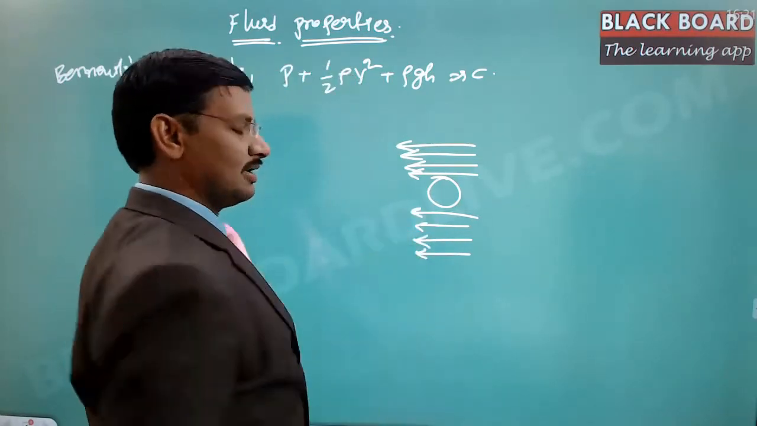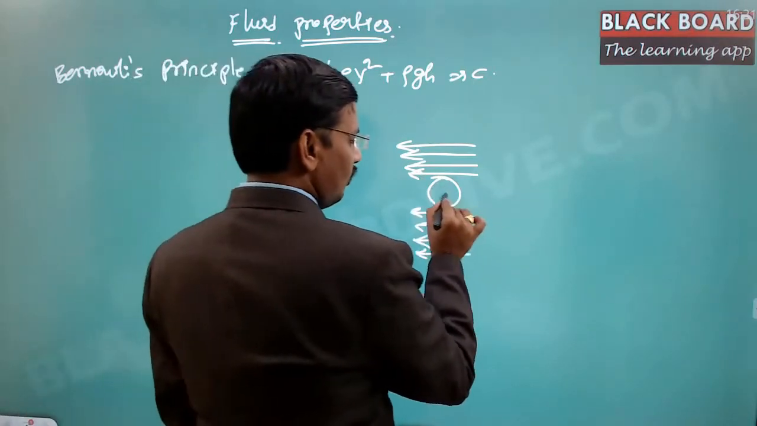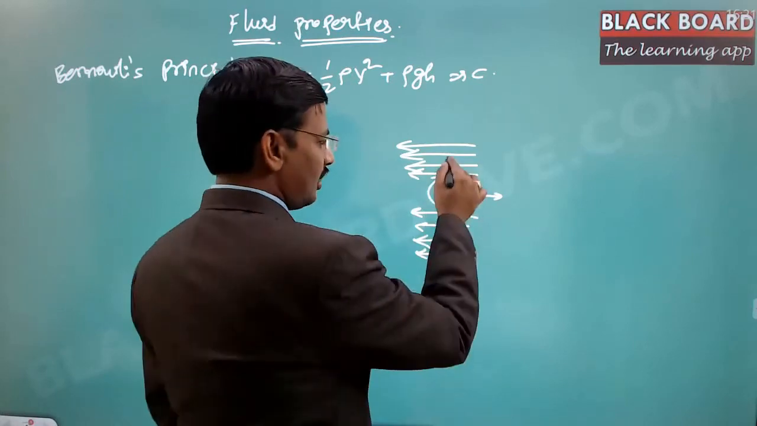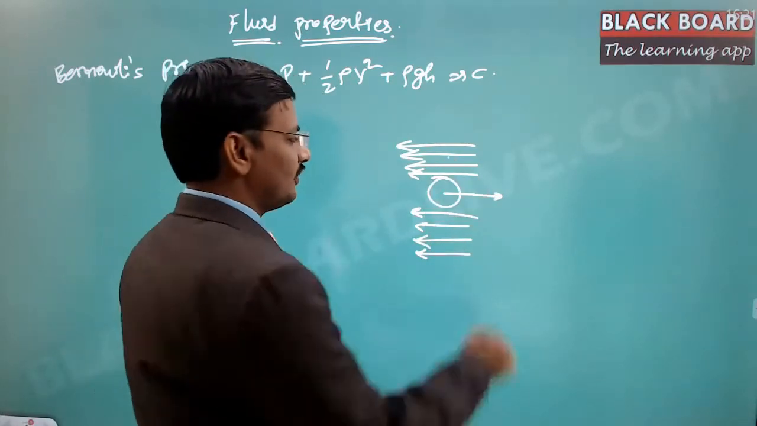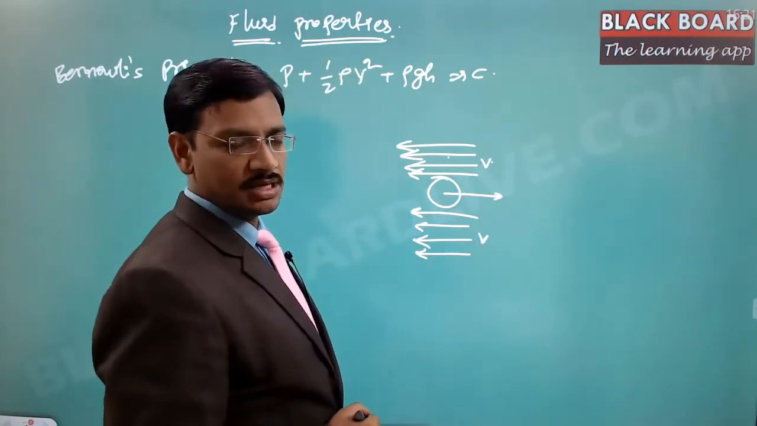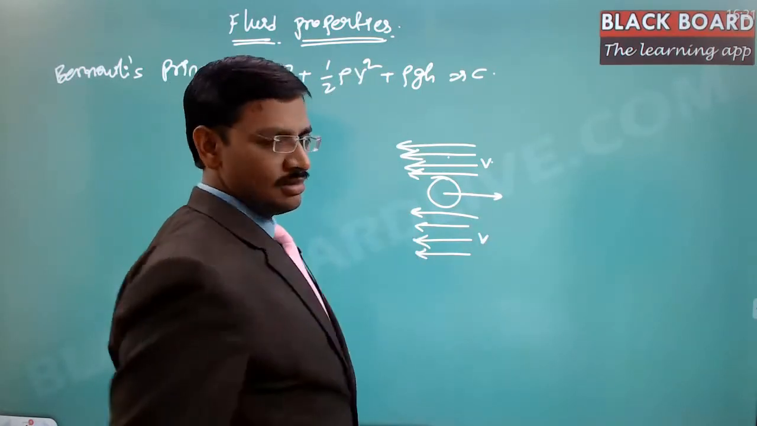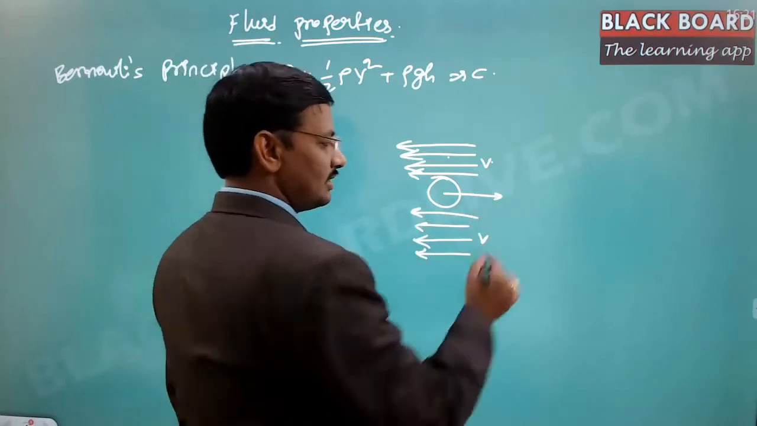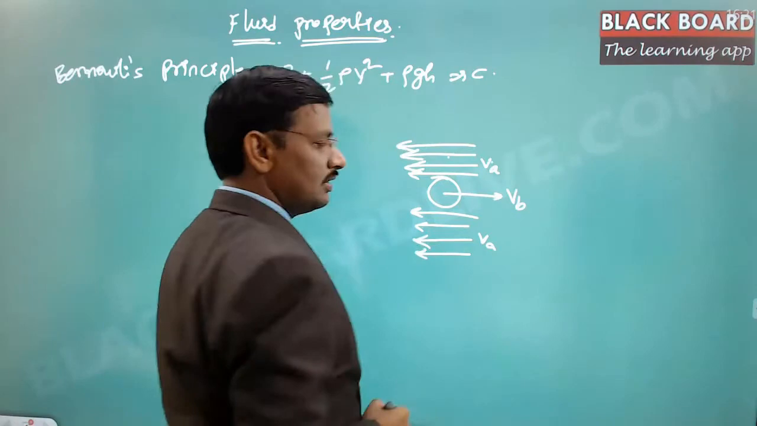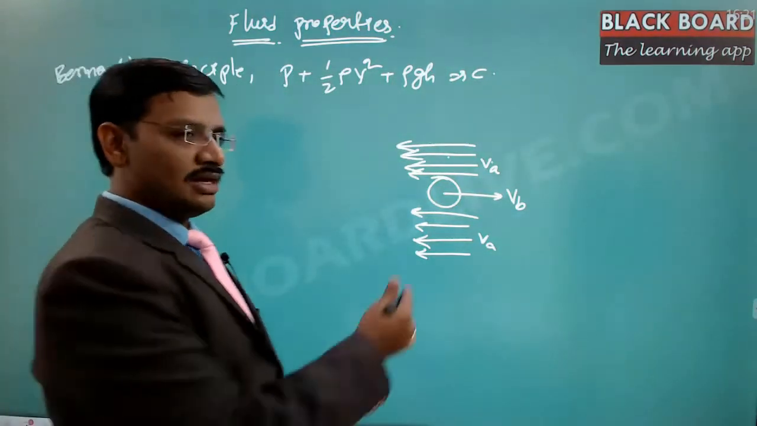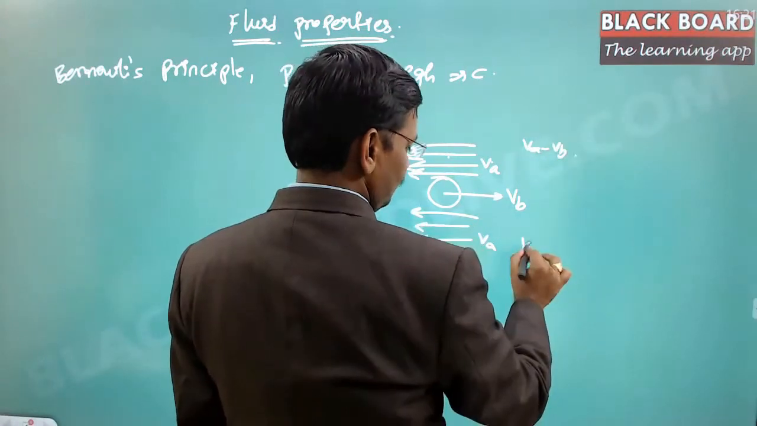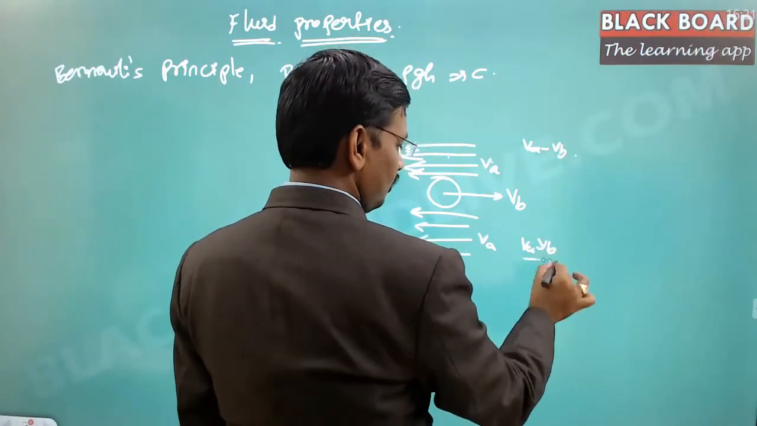Now in this particular case, when the ball is moving like this, the air friction it is going to offer at the top and the bottom is exactly the same. So the velocity of the air particles at this point and the velocity of the air particles at the bottom are exactly the same. Let us say this is the ball velocity and this is the air velocity. The relative velocity at the top is VA minus VB, and here also VA minus VB is exactly the same in both cases.